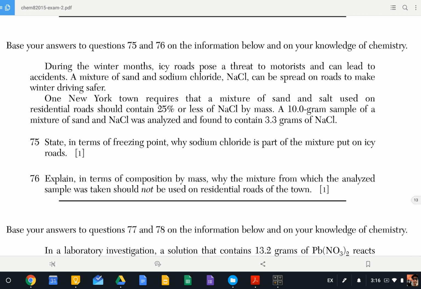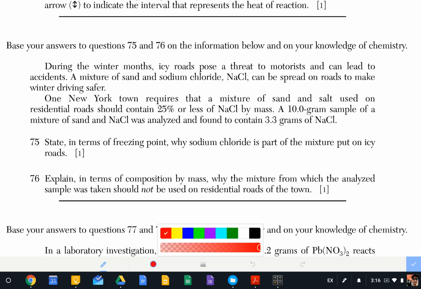So I'm going to start this off right away. We're on question number 75. Let's go with purple. Sounds good to me. All right, 75 and 76.